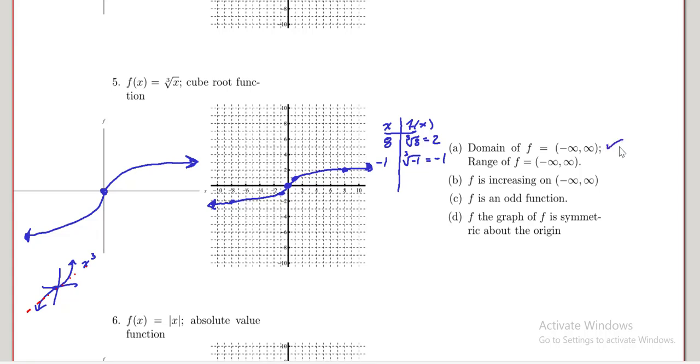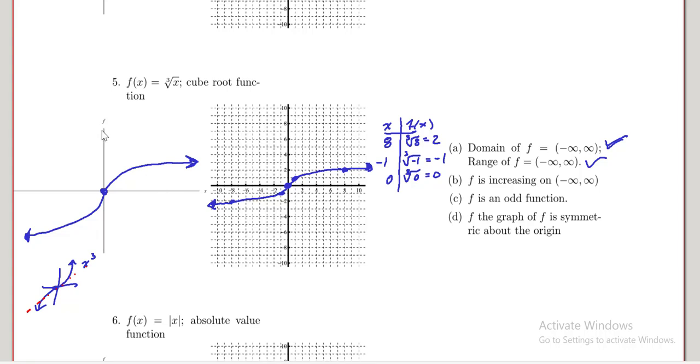Notice that the domain of this function is all real numbers. I can take the cube root of any real number, including negatives. I guess I should include this, including 0. The cube root of 0 is equal to 0. So the domain, we can see, is all real numbers.